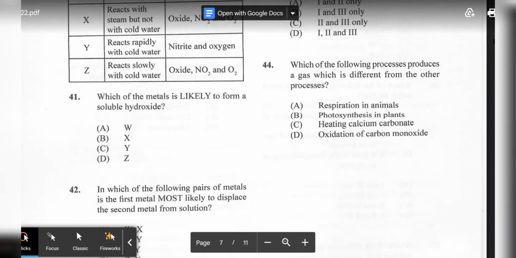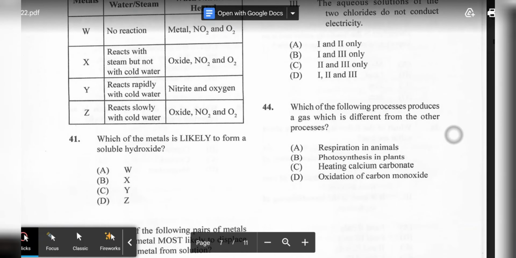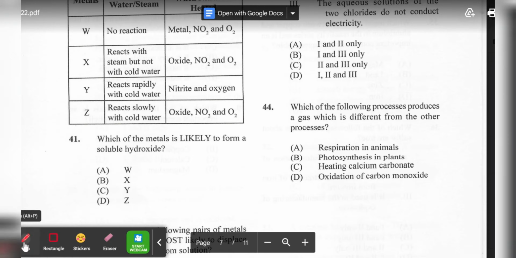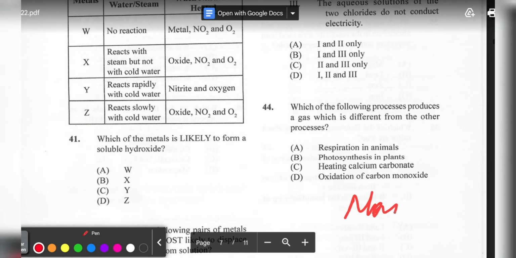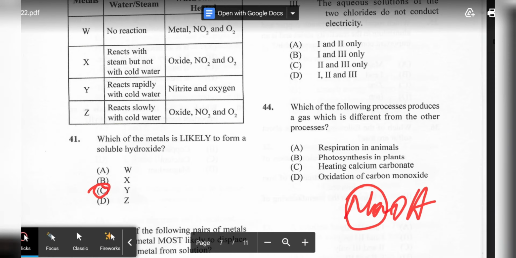They say which of the metals is likely to form a soluble hydroxide. So which one is most reactive? Soluble hydroxides are things like sodium hydroxide. Sodium hydroxide is extremely soluble, and sodium is a highly reactive metal. So you're looking for the metal which is most reactive, and in this case, that is Y. That's how you're going to get that answer.